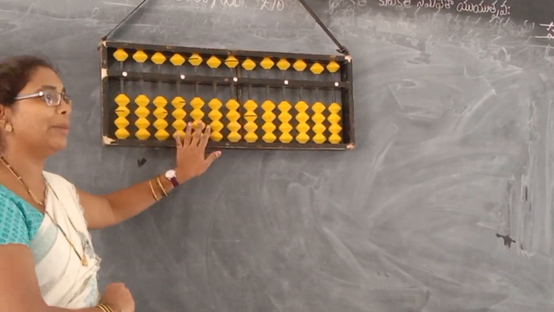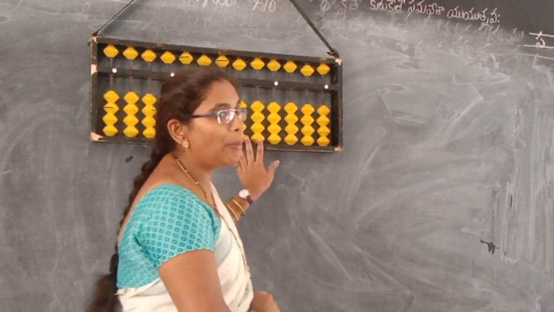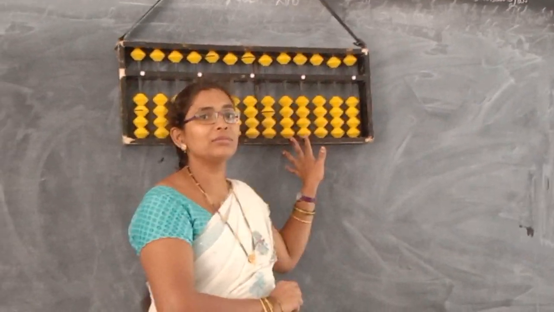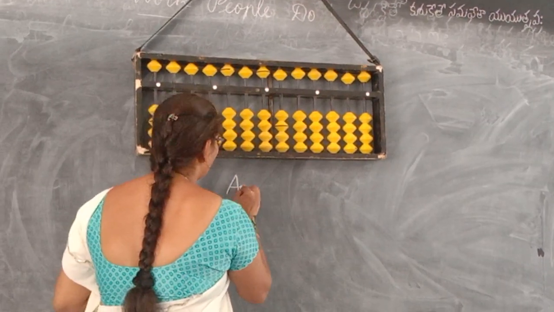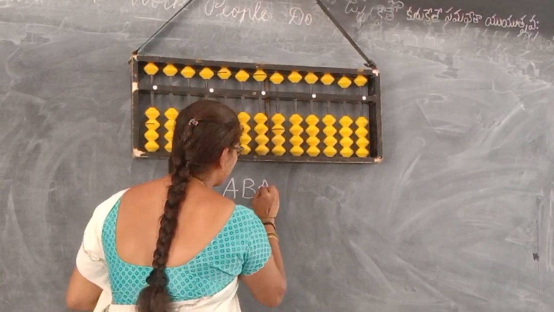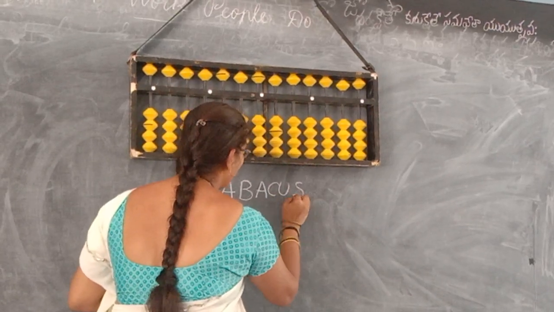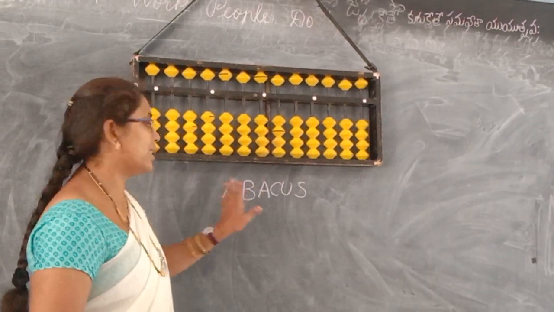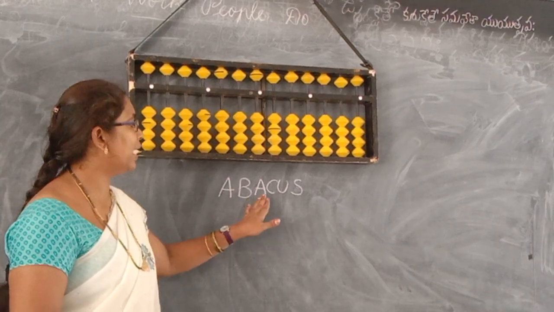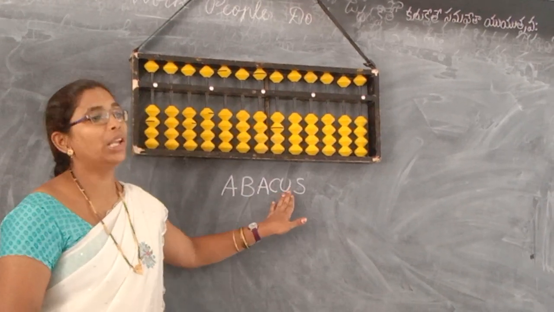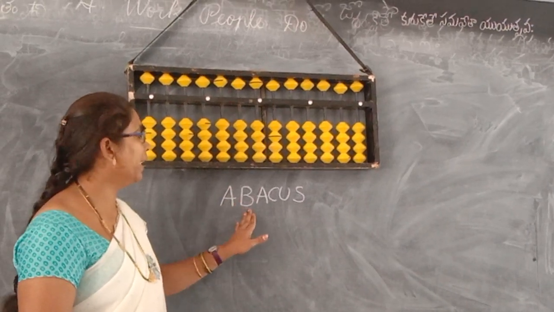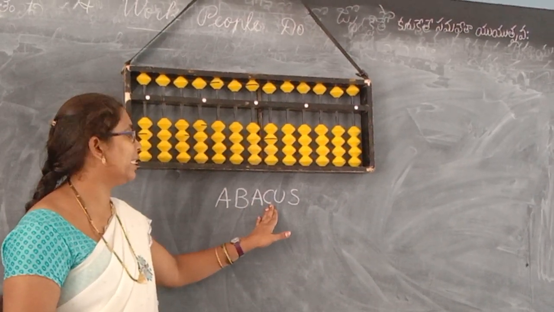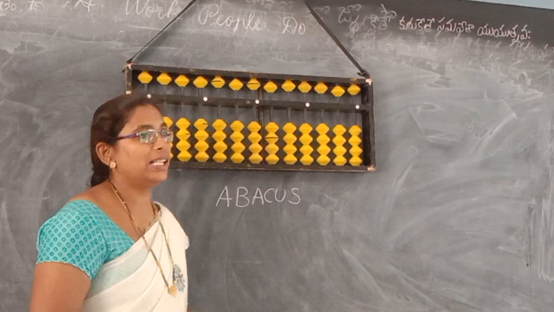Abacus is a simple device. Do you know the abacus full form? No, ma'am. A-B-A-C-U-S. Abacus stands for Abandoned Beans, Addition and Calculation, Utility System.